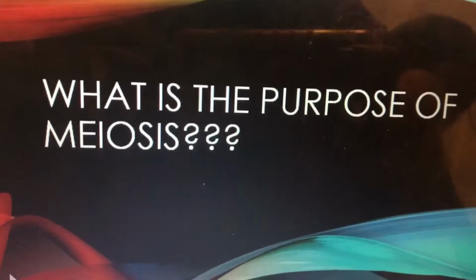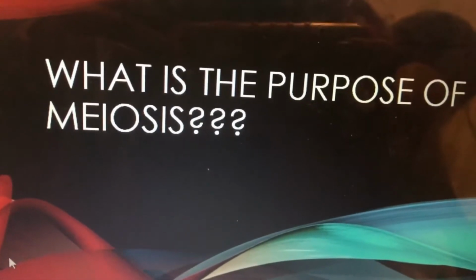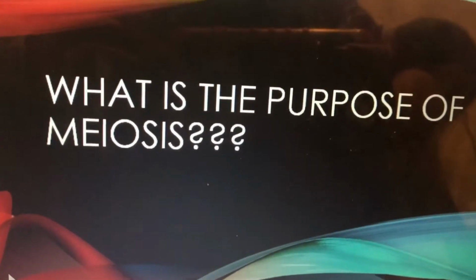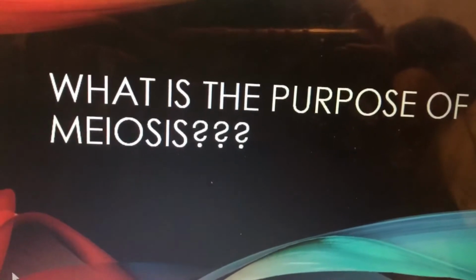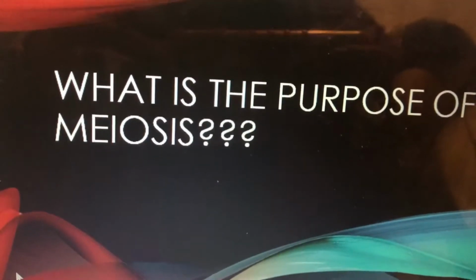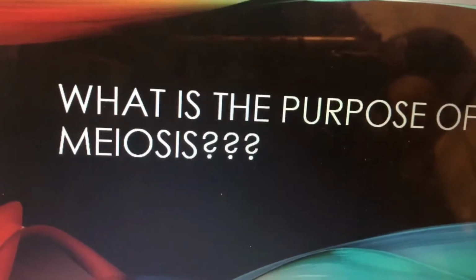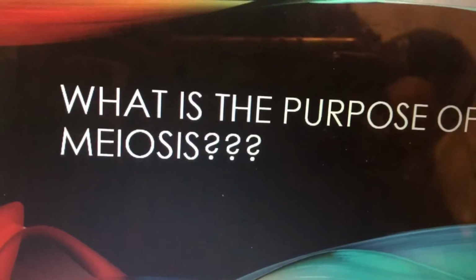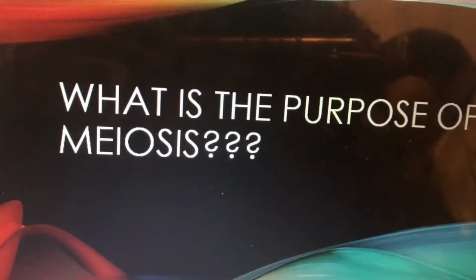What is the purpose of meiosis? The purpose of meiosis is to reduce the normal diploid cell, which is 2 copies of each chromosome per cell, to the haploid cells called gametes, which is 1 copy of each chromosome per cell. In humans, these special haploid cells resulting from meiosis are eggs in females or sperm in males.